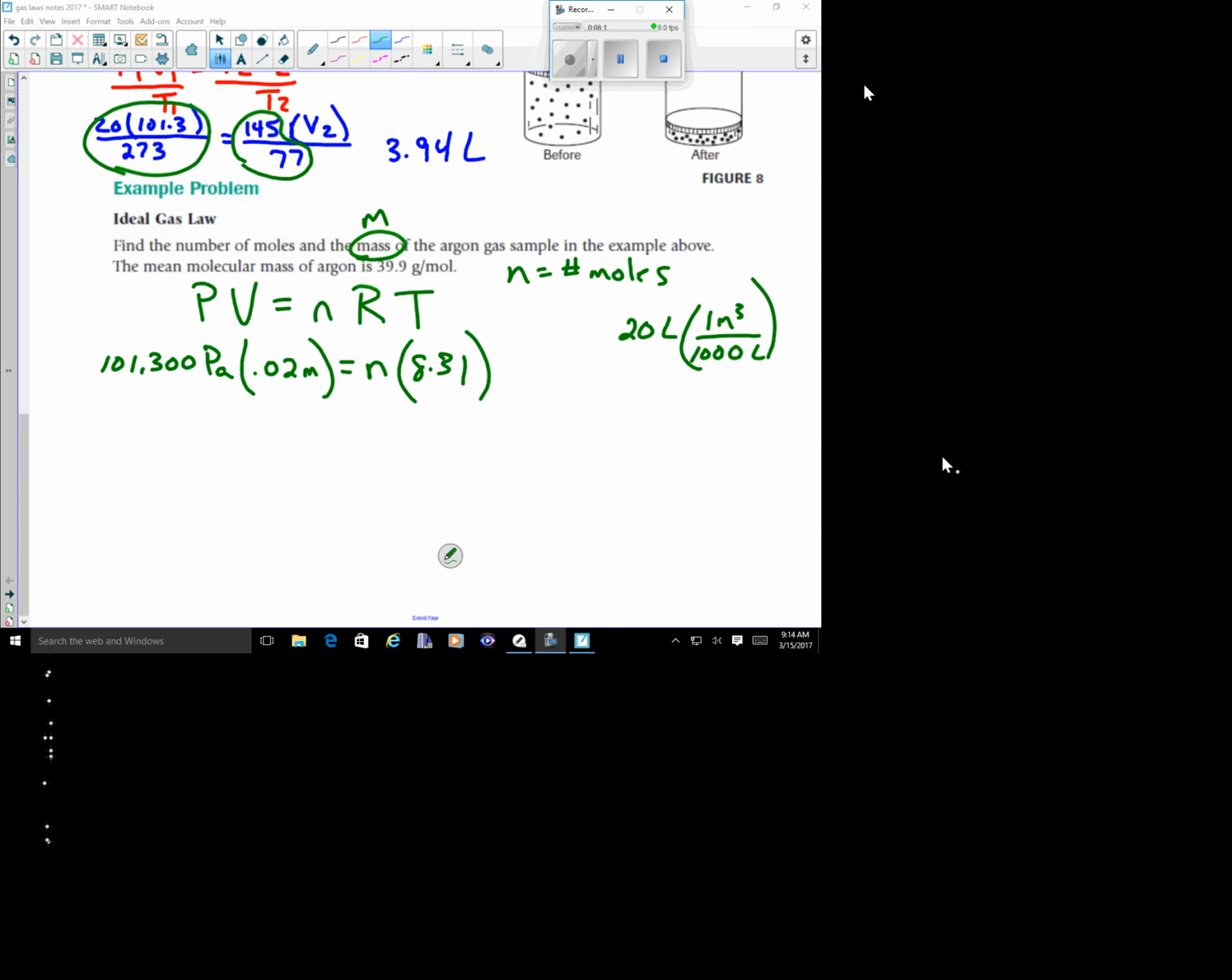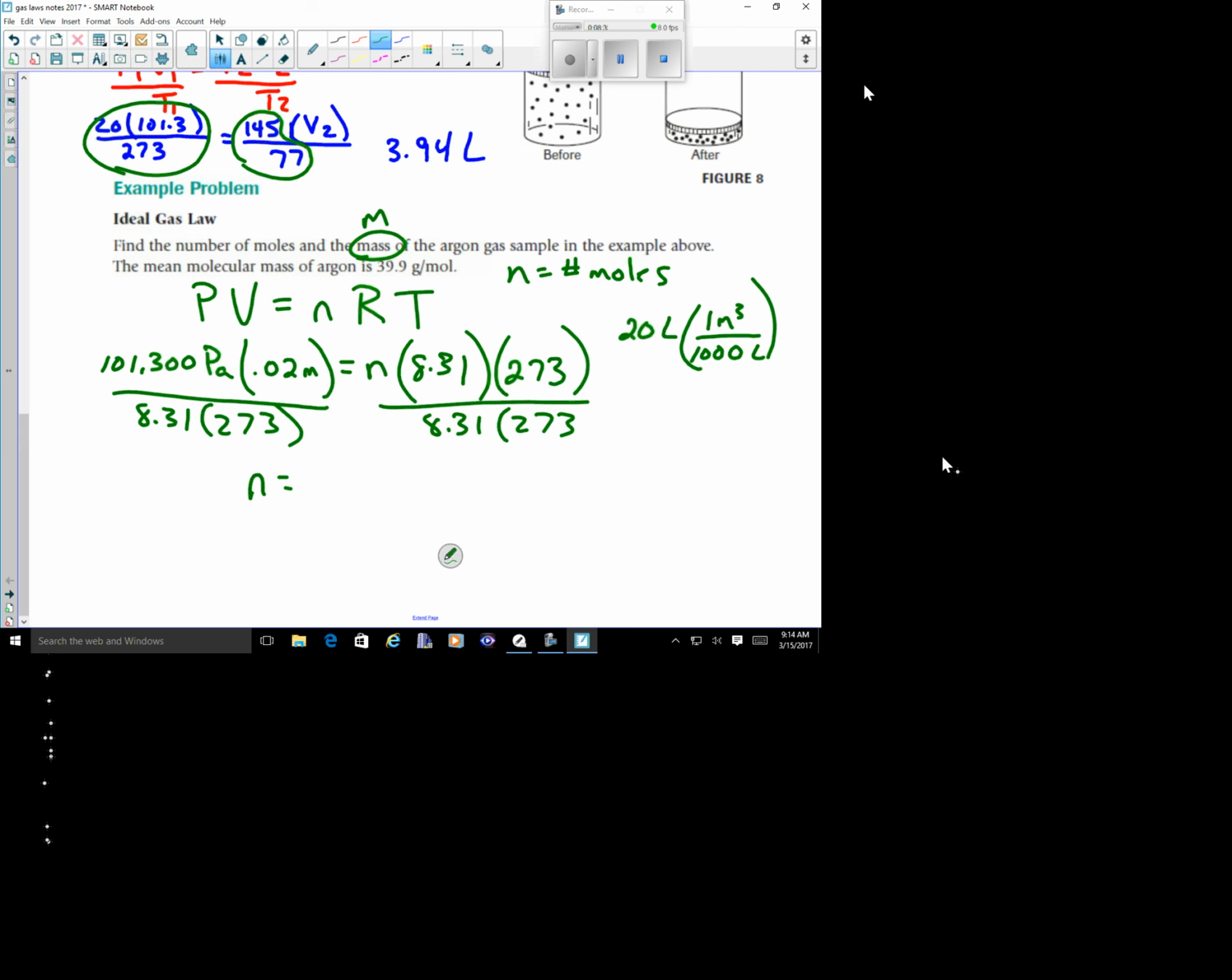And then we have a temperature of 273. So I'll put all that in. I am now going to solve for the number of moles by dividing both sides by the 8.31 and the 273. And that ends up giving me the number of moles of 35. No, it's not. It's 0.89 moles.